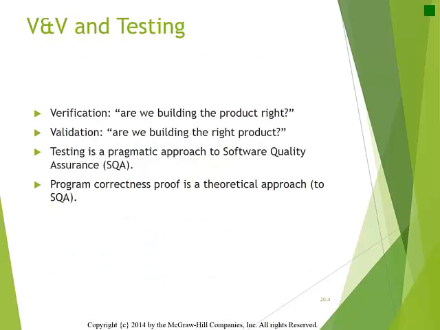Verification. Are we building the product right? Are the software development processes and procedures used to build the product correct? Validation. Are we building the right product? Does the product fit the requirements? Testing is a pragmatic approach to software quality assurance. Program correctness proof is a theoretical approach to SQA.